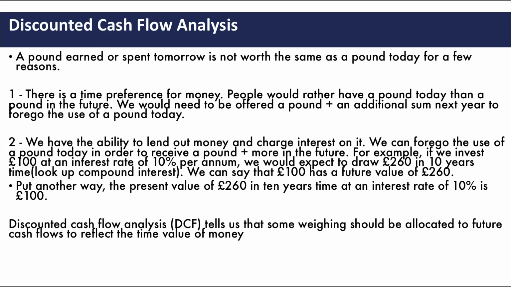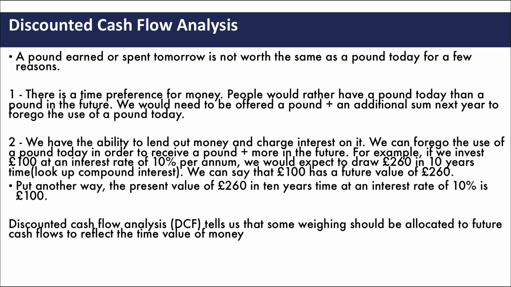And it comes up quite clearly when you give this example. Someone has the ability to lend money and charge interest on it. So therefore we can forgo the use of a pound today in order to receive a pound plus more money, which is interest, in the future. For example, if we invest £100 at an interest rate of 10% per annum, we would expect to draw £260 in 10 years' time, and you'd have to look up compound interest for that, but we'll be doing that later on. We can say that £100 has a future value of £260.